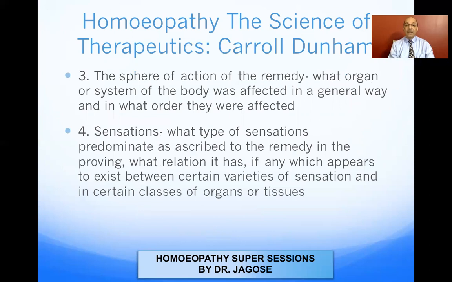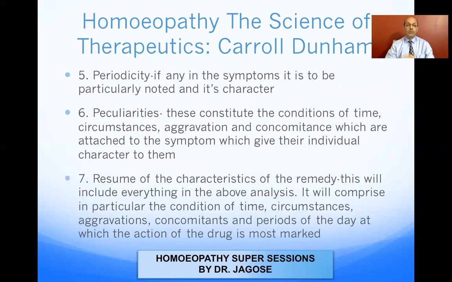Third point, the sphere of action of the remedy, what organ or system of the body is affected in the general way and in what order they were affected. And the fourth, sensations, what type of sensations predominate as ascribed to the remedy in the proving, what relation, if any, appears to exist between certain varieties of sensation and certain classes of organs or tissues. Fifth, periodicity. If any of the symptoms is periodic, it is to be particularly noted, along with its character.